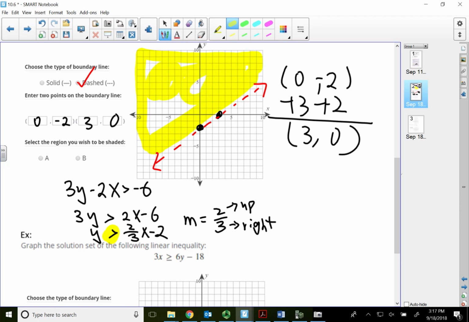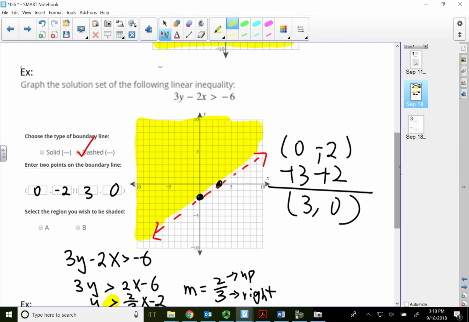It's open because the points on the line are actually not part of my solution. So closed with the equal to, that means the points above or below and the points on the line are part of my solution. The dashed line means only points on the side that I'm shading will satisfy my inequality, but the points on the line are not. Okay, that's the difference between closed versus open.